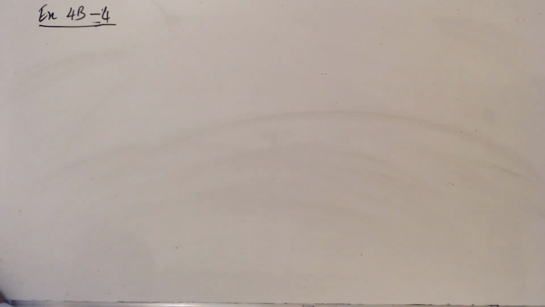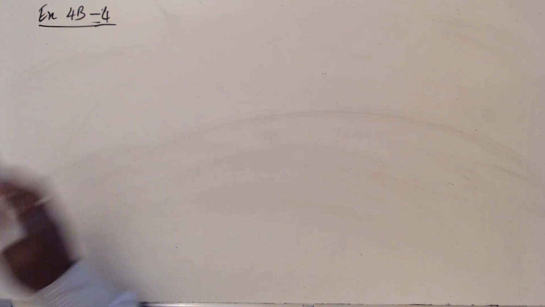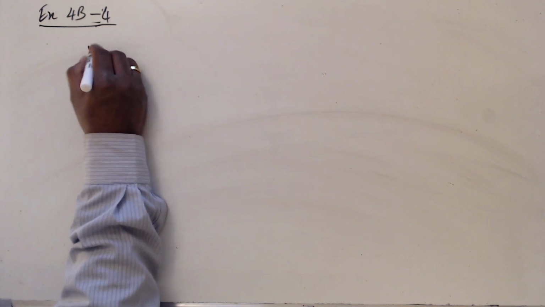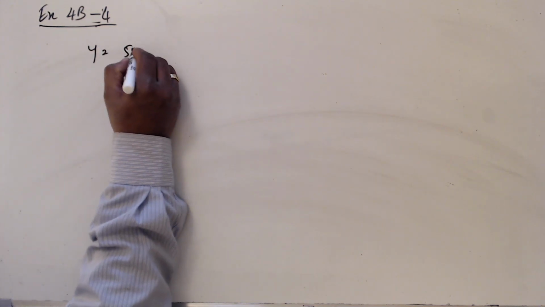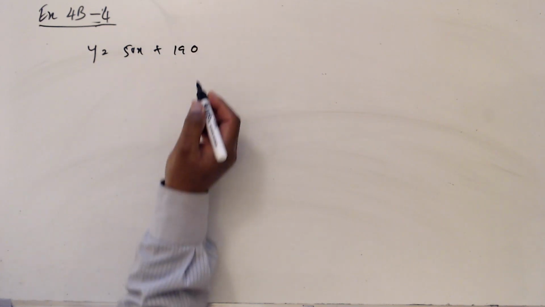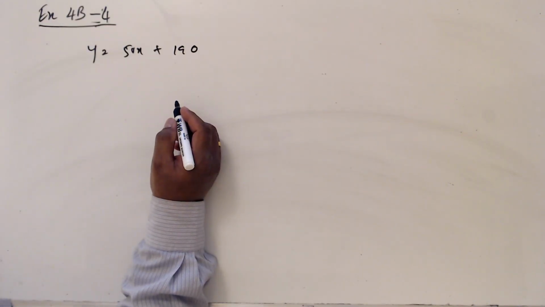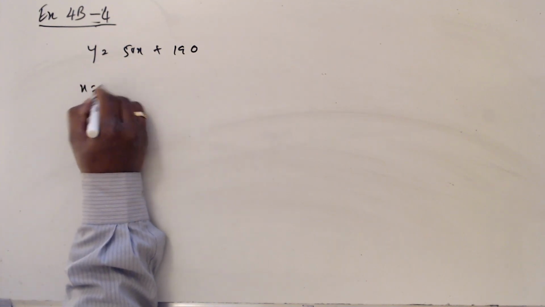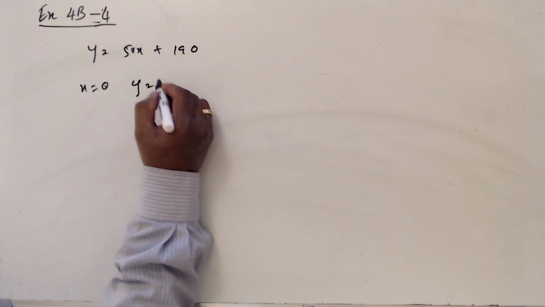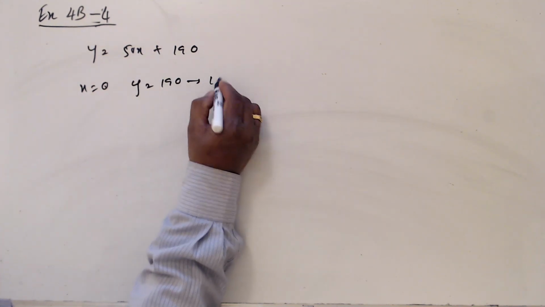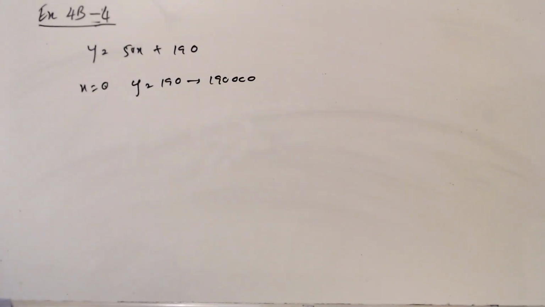Question number 4. Aisha collected data on the number of bedrooms x and the values y, and she gave the regression line y equals 50x plus 190. She stated the value of the constant in the regression equation means that a house with no bedroom in a village would be worth 190,000. It means when x equals 0, the y value is 190, meaning 190,000 in terms of thousands.